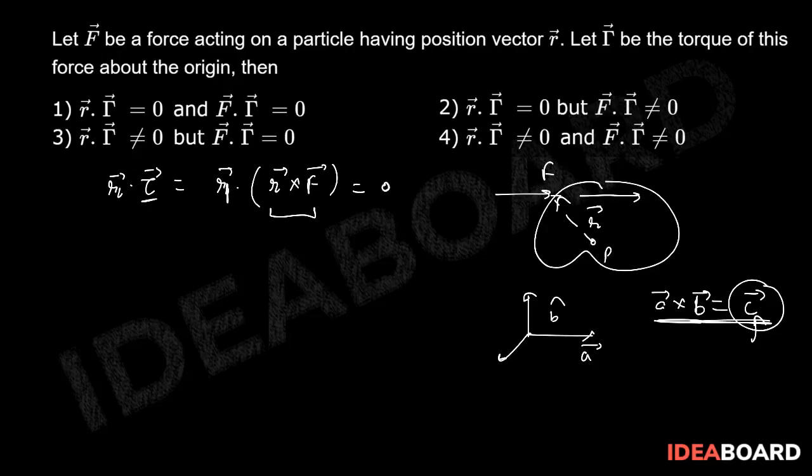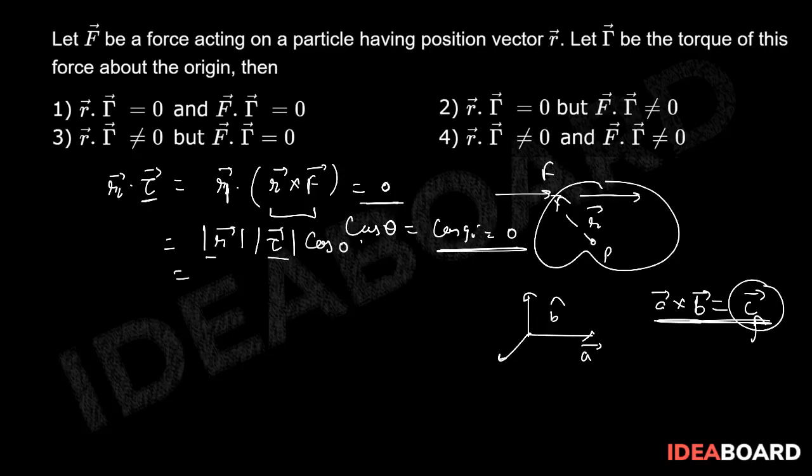So obviously the dot product of those perpendicular vectors will be 0, because cos theta will become cos 90 here, which will eventually give 0. I could have written it as r tau cos 90. So because of this cos 90, the overall answer will be 0. So yes, this is fine.